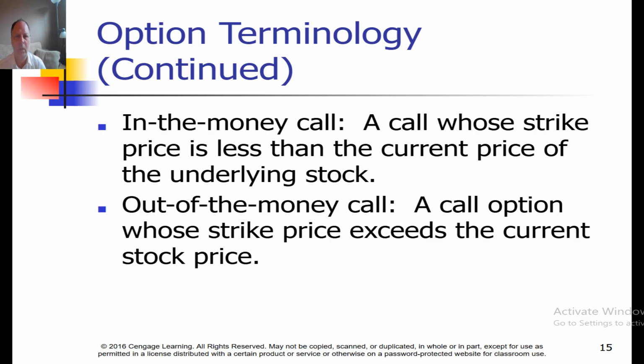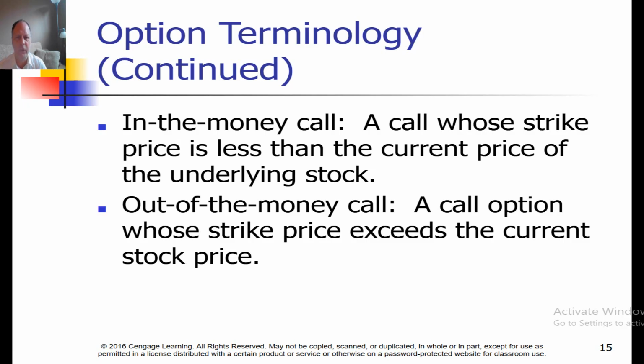An in-the-money call is a call whose strike price is less than the current price of the underlying stock. Similarly, an in-the-money put would be a put whose strike price is greater than the current price of the underlying stock. An out-of-the-money call is a call option whose strike price exceeds the current stock price. The opposite for a put: an out-of-the-money put would be one whose stock price exceeds its strike price.